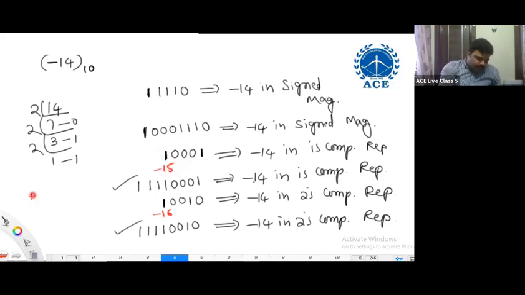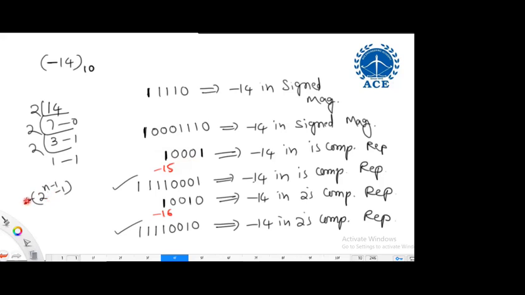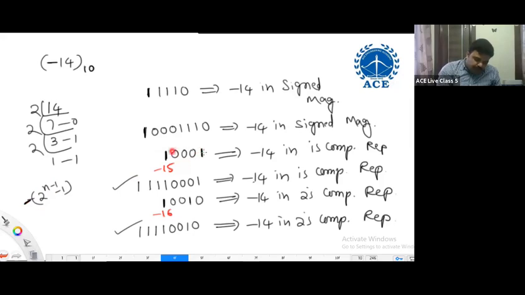The weight of the MSB in one's complement representation is minus of 2 power n minus 1, minus 1. Do you remember yesterday? If I substitute n as 5 in minus of 2 power 5 minus 1, minus 1, what do we get? 2 power 4 is 16, 16 minus 1 is 15. So the weight of the MSB is minus 15. What must the decimal equivalent be? Minus 14. Minus 15 is the weighted value. What should be added to this? Plus 1. Where is the plus 1 weight?